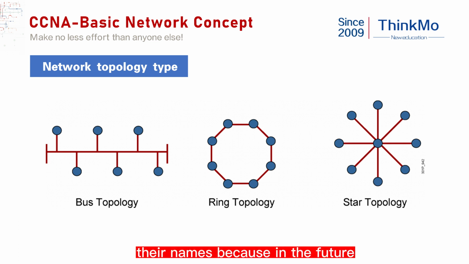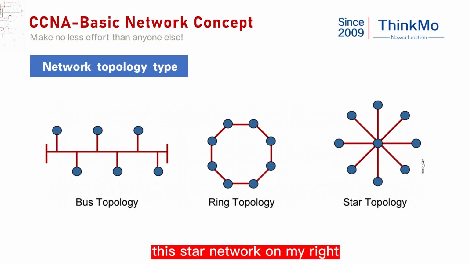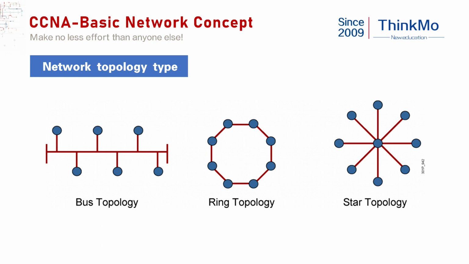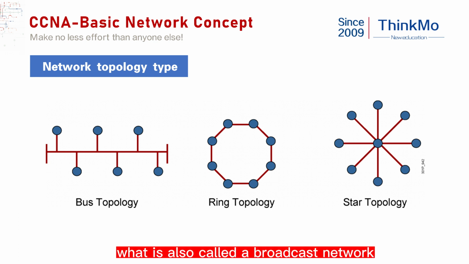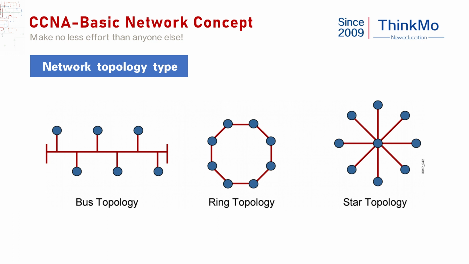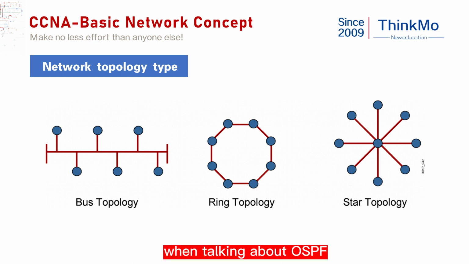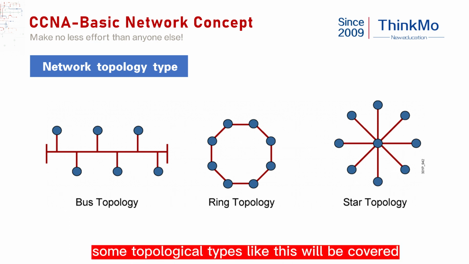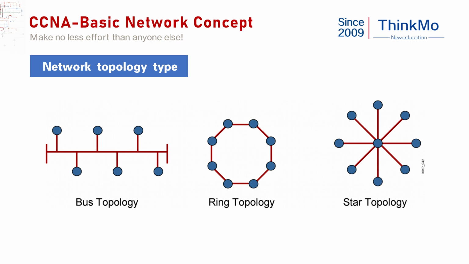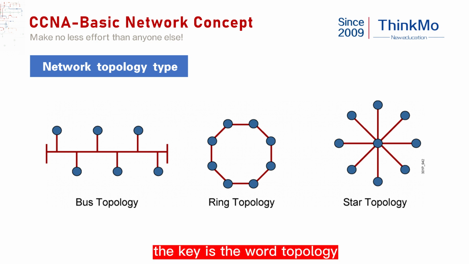Because in the future, we will often come into contact with the star network on my right. This is what we are most exposed to. It is also called a broadcast network. This is the one we've dealt with the most. Later, when talking about OSPF, some topological types like this will be covered. What is the key word here? The key is the word topology.